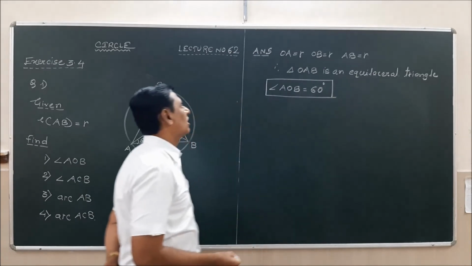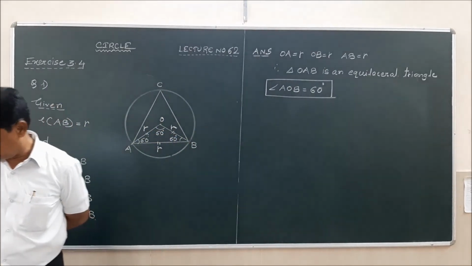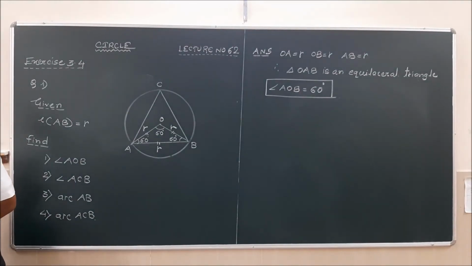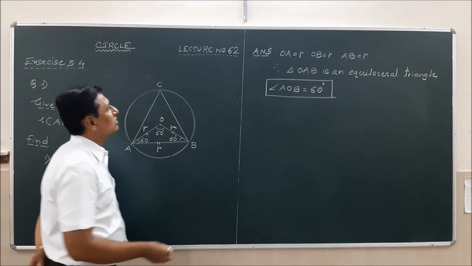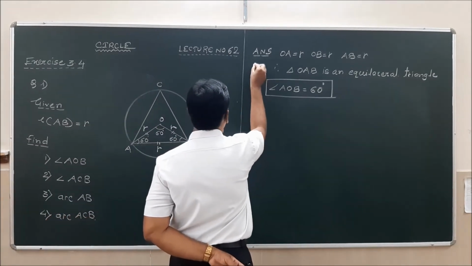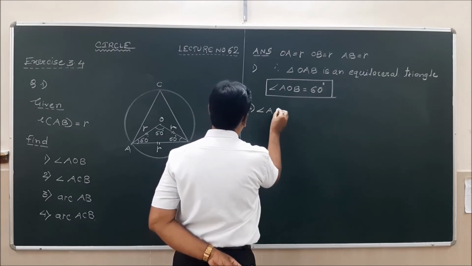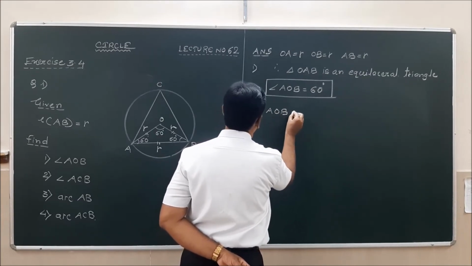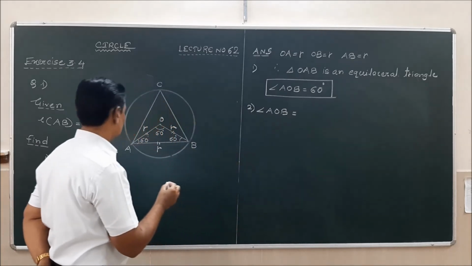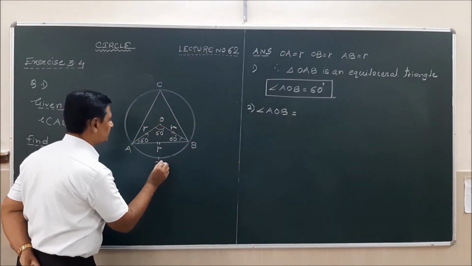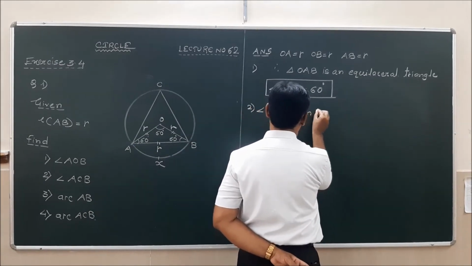This is how we got our first answer, that angle AOB is equal to 60 degrees. The second one is angle ACB. Try to understand. Angle AOB is equal to measure R. I am going to label this as X. Is equal to measure R.